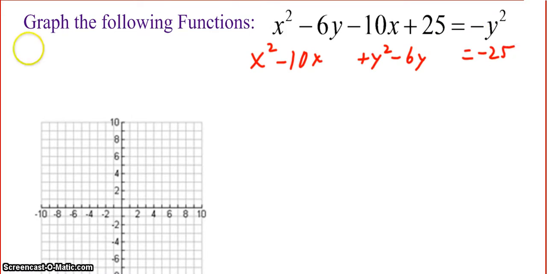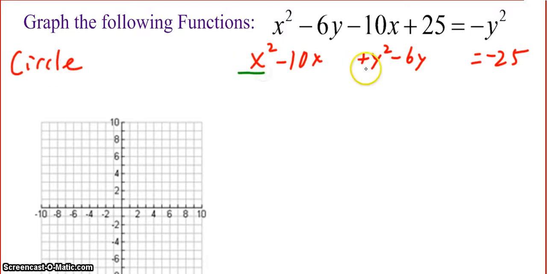So therefore, sorry about that, negative 25. I know that this is going to be a circle. I know that because I have 1x squared, 1y squared. Same coefficient, same sign. Okay. Now that I know that, I can go ahead and complete the square. I know what I'm trying to get this to look like so that I can graph the circle.